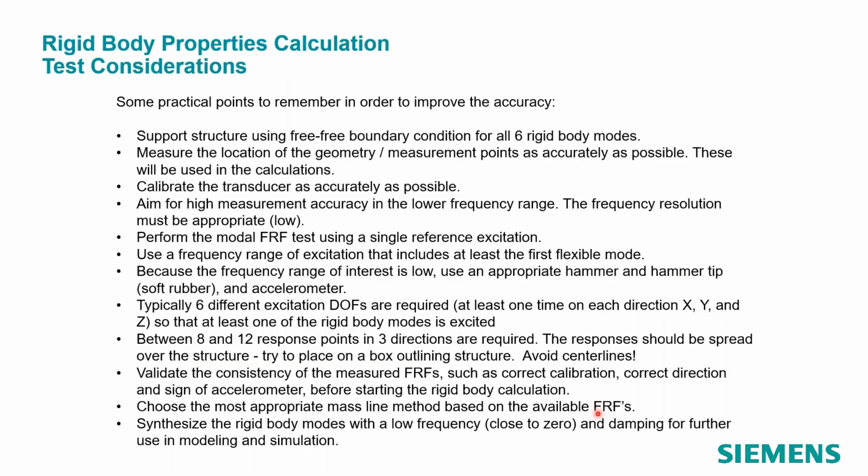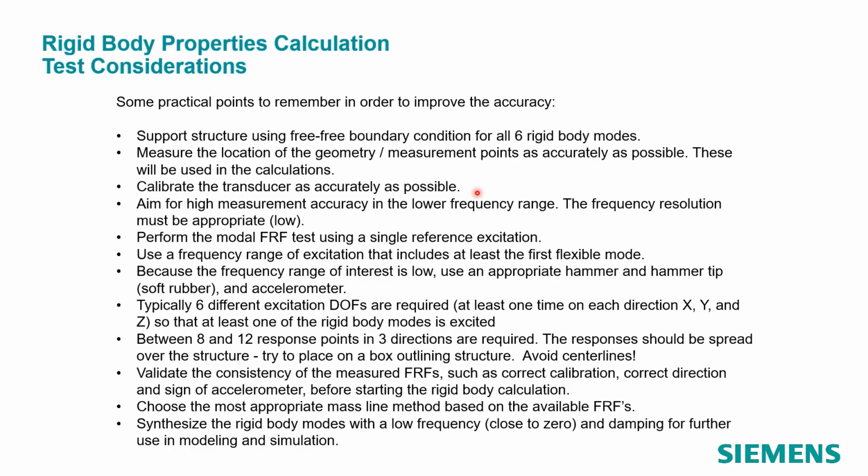When I teach this class, I put this slide together on some practical considerations. Again, support the structure free, and make sure that all 6 rigid body modes are free to move. Don't constrain it in any degree of freedom for translation or rotation. Measure the geometry as accurately as possible. Calibrate the transducers, the accelerometers. If you have long cables, that might be important because that may change the sensitivity. If you haven't had your hammer calibrated in a while, or the cable's really long, you want to calibrate the hammer as well.